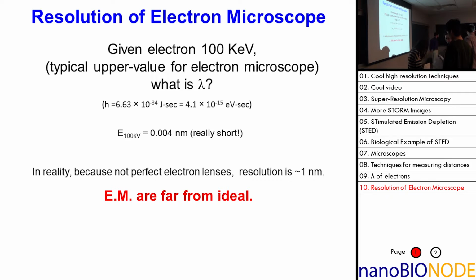H over lambda, which is how we're solving for lambda. The momentum is H over lambda, essentially this equation. So I solve for lambda.